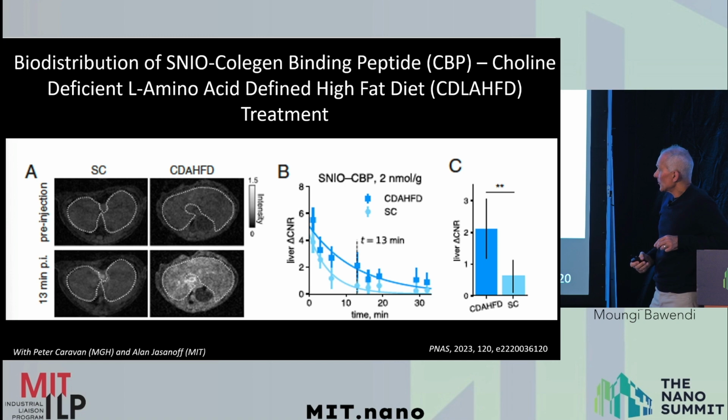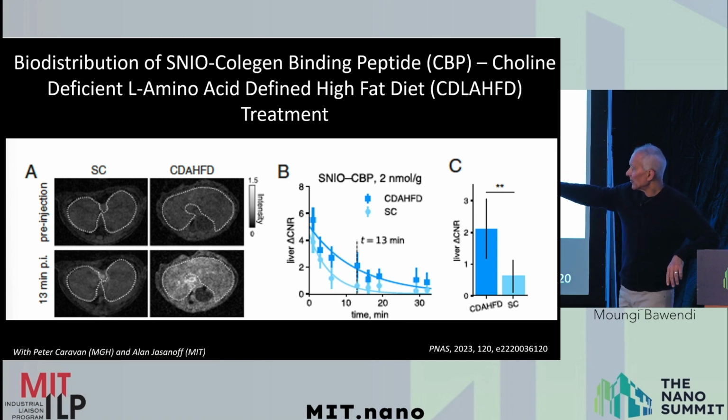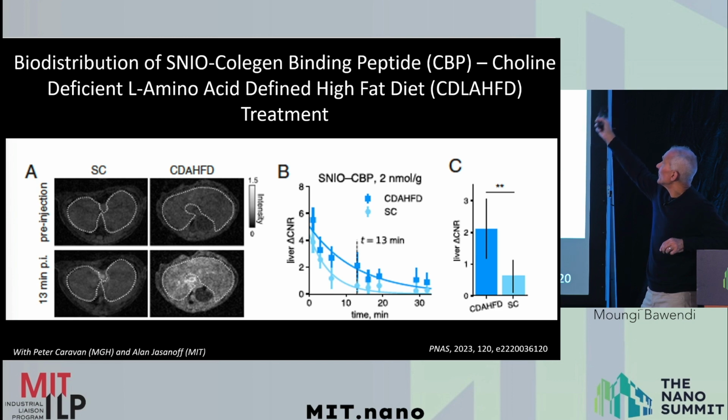We applied this first with Peter Caravan and Alan Jasanoff at MIT to look at liver fibrosis. This is an image of, on the right-hand side, my right-hand side, a standard chow mouse, and then the left-hand side is a mouse that's been fed so that it has a fatty liver and all this collagen. And you can see the binding: these iron oxide particles are bound with peptides that bind to the collagen, and you can see the liver show up with these little particles without using any gadolinium.